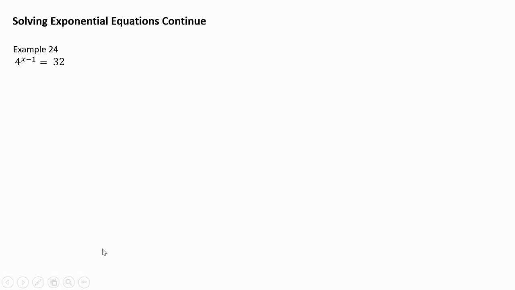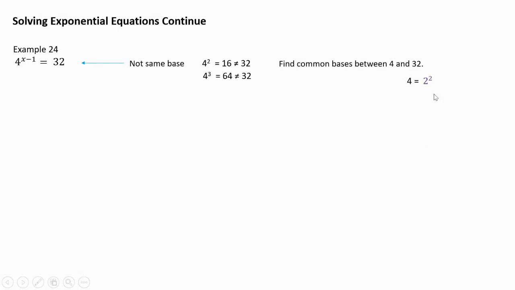Let's see here now. Now this is a little bit more challenging, right? But we still use the same process. So 4 squared does not give you 32, it's 16, so let's try 4 cubed. 4 cubed is 64, which does not equal 32, which means you have to rewrite both 4 and 32 with the same base, which is going to be 2. The common base is 2 because 2 squared is 4, and 2 to the 5th power will give you 32. So let's replace 4 with 2 squared, bring down the x minus 1, and replace the 32 with 2 to the 5th power.